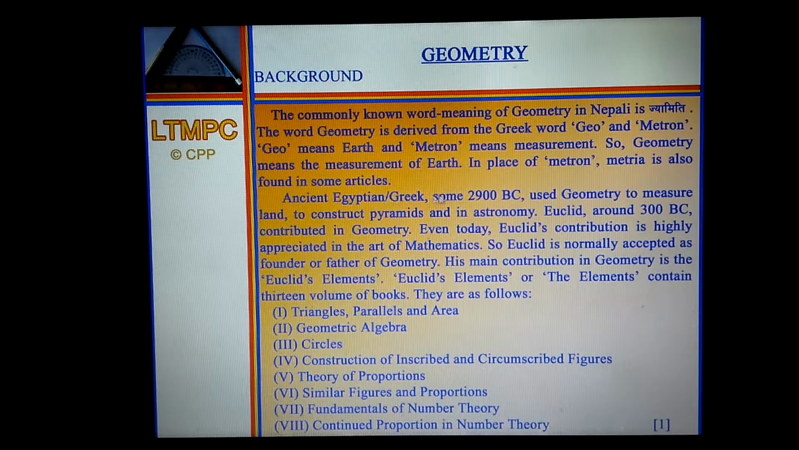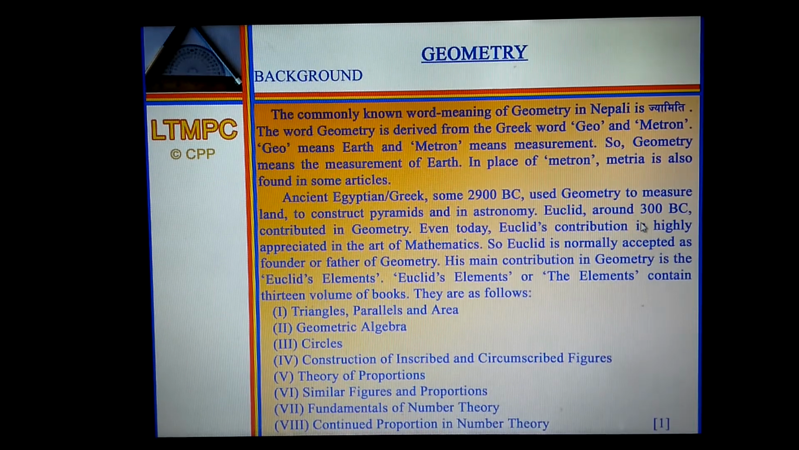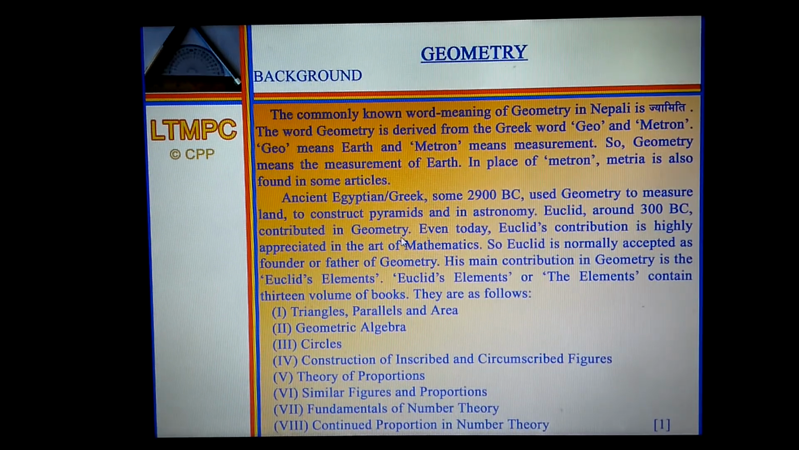Ancient Egyptians and Greeks, some 2900 BC, used geometry to measure land, to construct pyramids and in astronomy. Euclid, around 300 BC, contributed to geometry. Even today, Euclid's contribution is highly appreciated in the art of mathematics. So, Euclid is normally accepted as the founder or father of geometry.